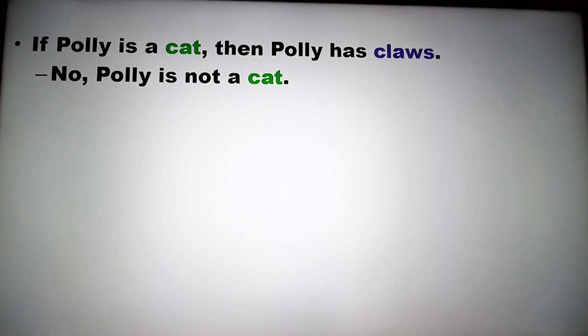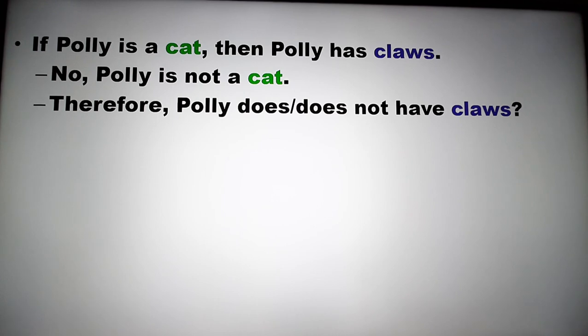If Polly is a cat, then Polly has claws. Antecedent cat, consequent claws, because being a cat means you have claws. So if Polly is a cat, then Polly has claws. Well, I will tell you that no, Polly is not a cat. We deny the antecedent. Polly is not a cat. Does that logically prove that Polly does have claws, or does it prove that Polly does not have claws? In fact, it doesn't prove either of them.